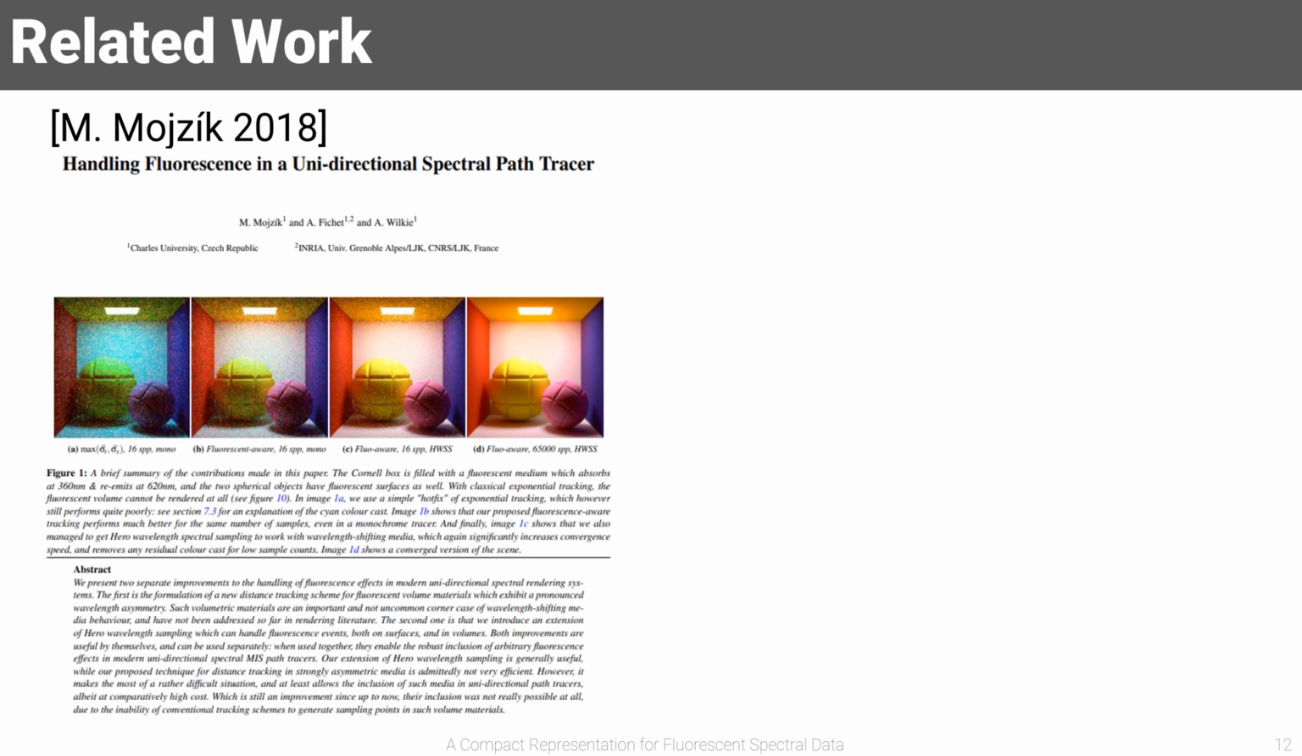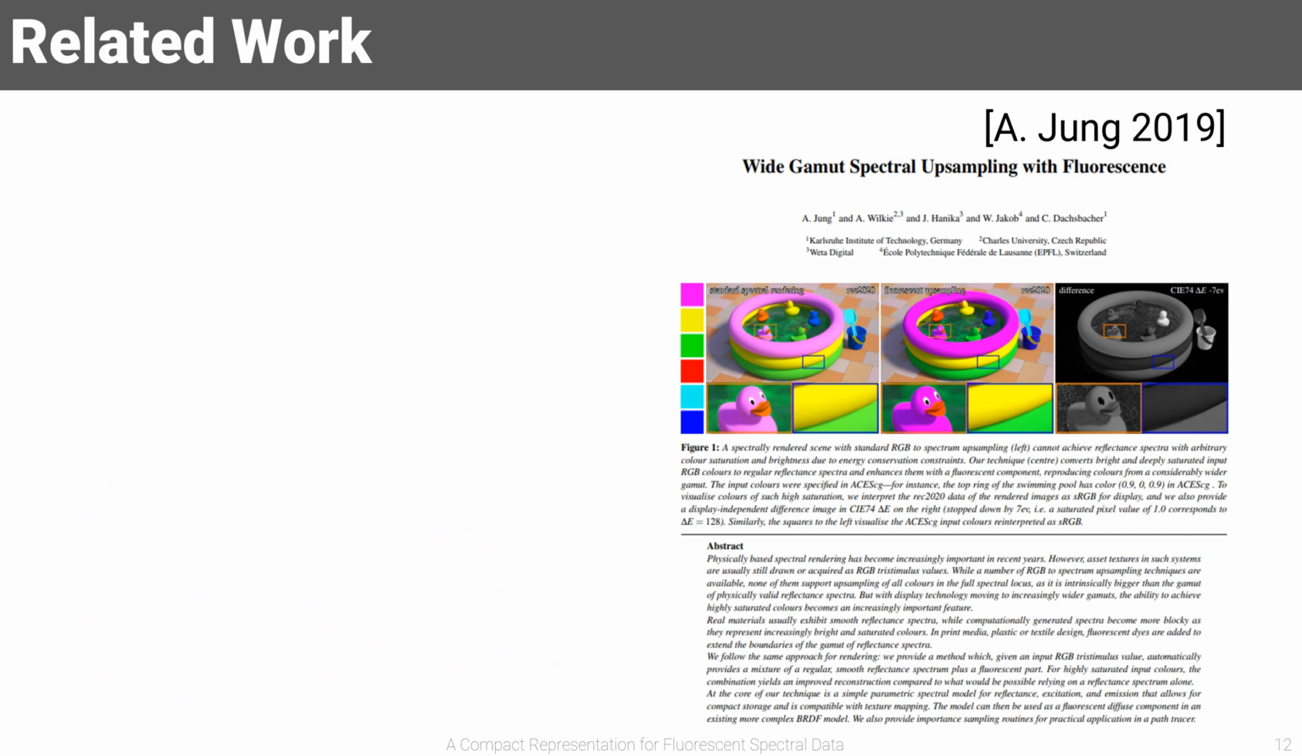Let's review some previous work in the world of fluorescence. Mojzik and colleagues proposed in 2018 a method to render fluorescence with hero wavelength spectral sampling and a tracking scheme to render fluorescent media. As we showed before, fluorescence gives us more saturated color. Jung and colleagues use these characteristics to enlarge the color gamut when uplifting. It means they are providing bispectral textures. This requires a large amount of memory because it requires radiation matrices for each pixel. With our method, we aim to significantly reduce the memory footprint of such bispectral data.